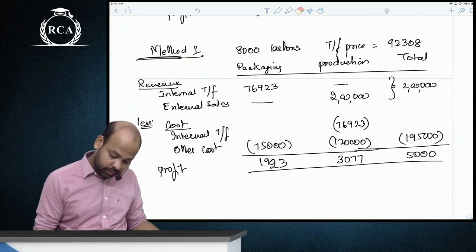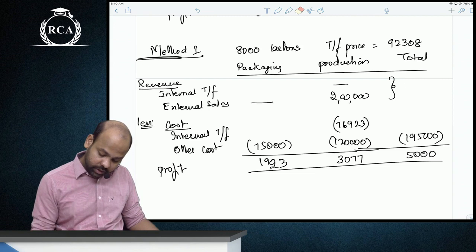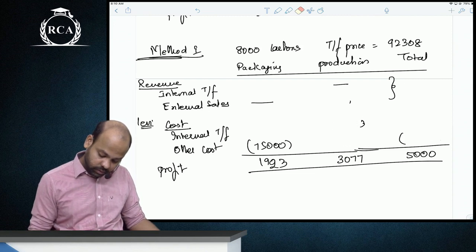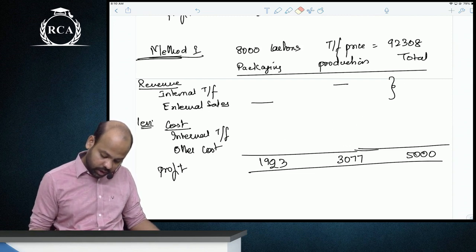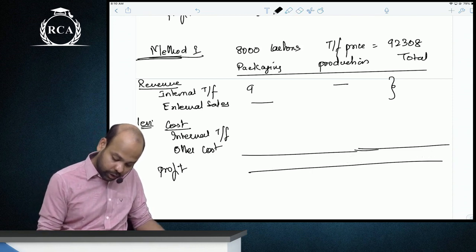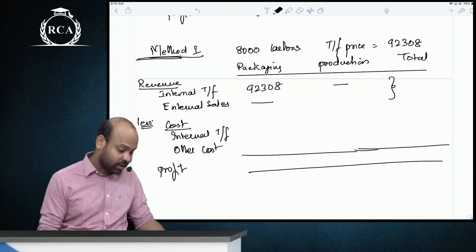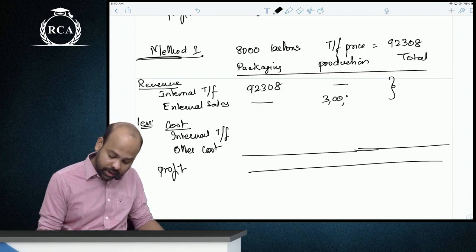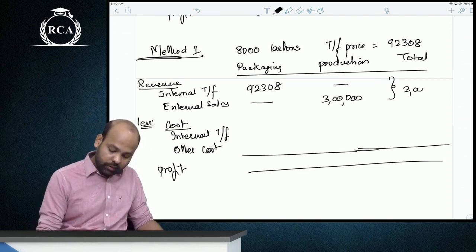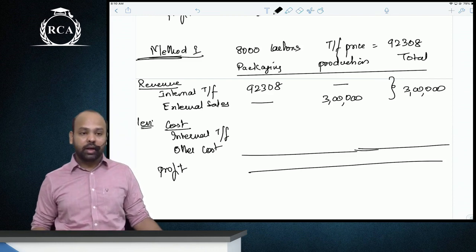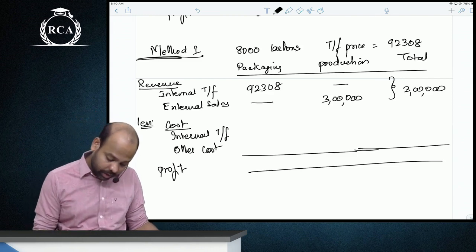So here, my internal transfers, the amount of internal transfers, is 92,308, whereas external sales made by the other division is 3 lakhs. Overall revenue of the organization will remain at 3 lakhs only.